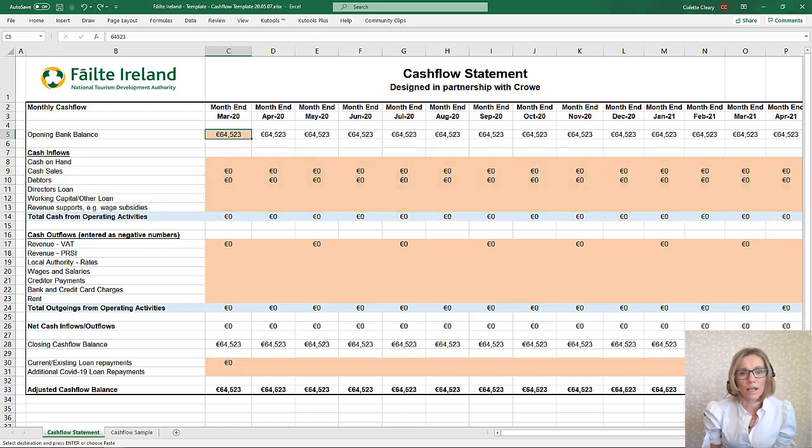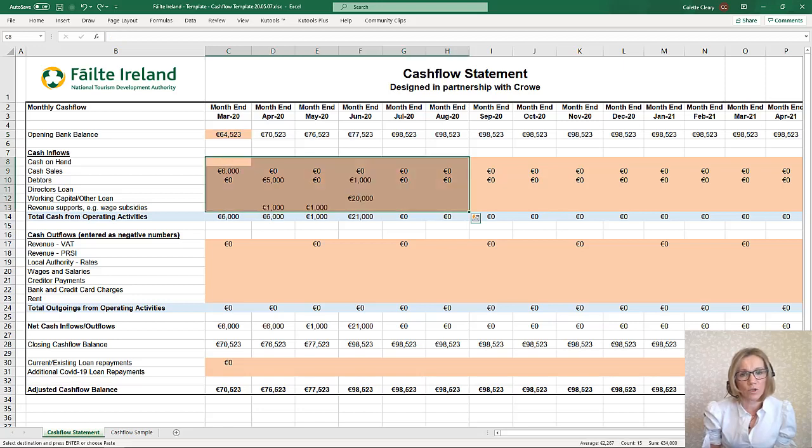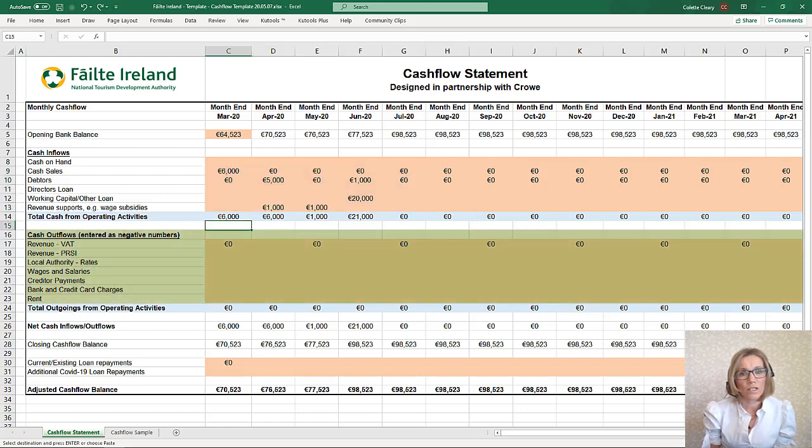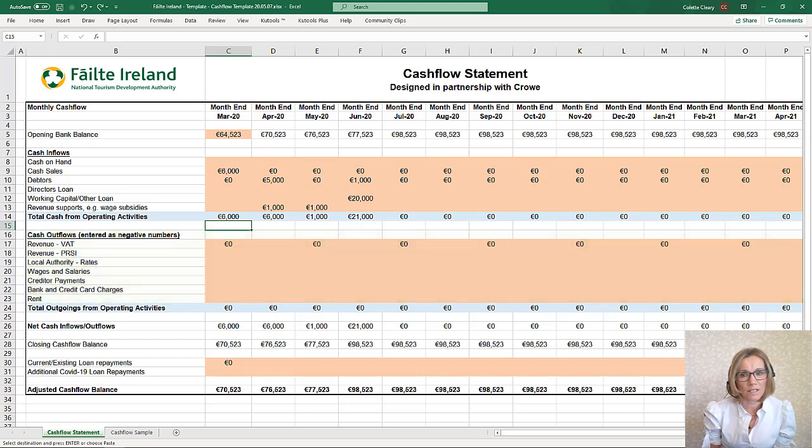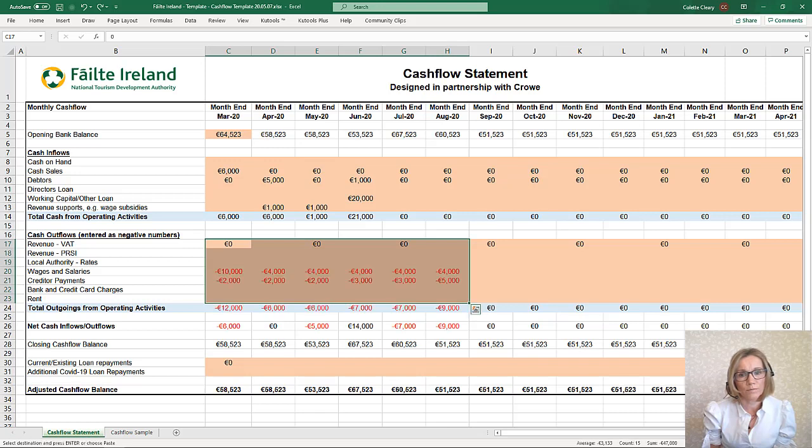As much as possible, accurately projecting when you will receive payment of debtors can help you manage your cash flow. All cash inflows are entered as a positive number and are entered here in these rows. Cash outflows include wages and salaries, all your creditors, revenue payments such as VAT or PRSI, local authority rates, and all other outgoings of the business. Each of these are entered as a negative number here through these rows.